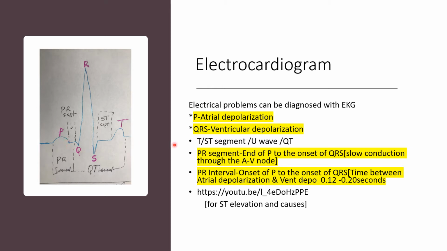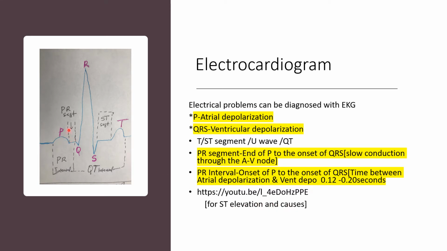Now, let's go more and see what's happening with electrical problems that could be diagnosed with the help of EKG. We'll go into that in a bit. Like I said, the P is for atrial depolarization. The QRS is pointing to ventricular depolarization. I will not go into details of the ST segment, U wave, QT. This is a link if you want to see that. There I've explained everything about ST elevation and 30 causes of ST elevation.